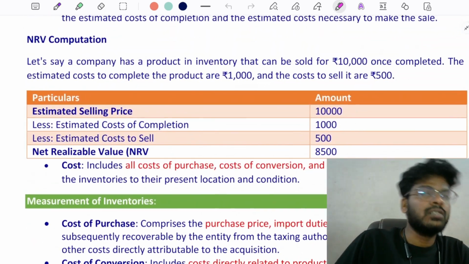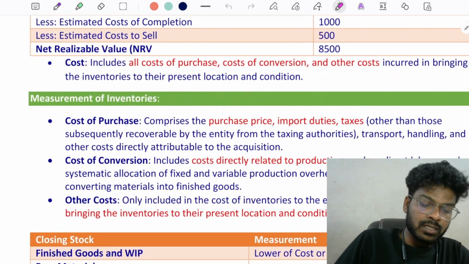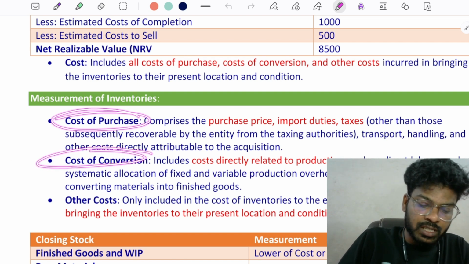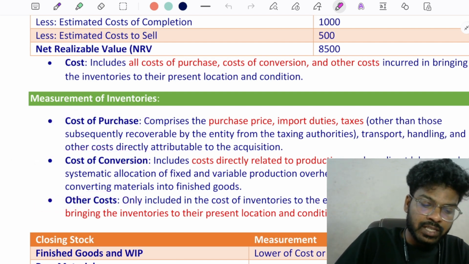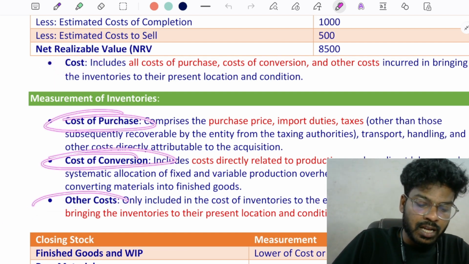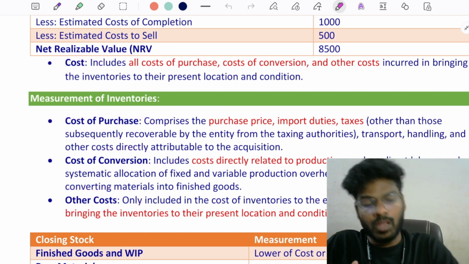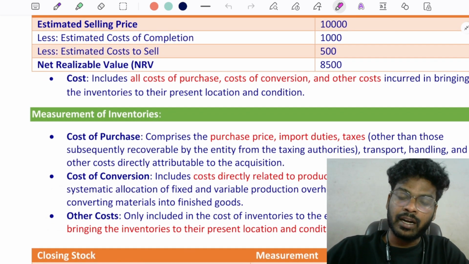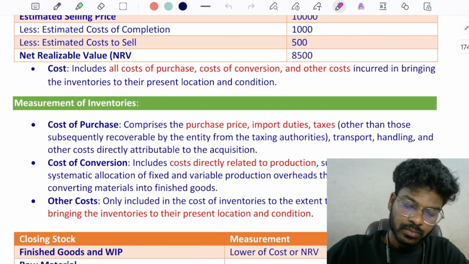Okay. Next one is measurement of inventories. Under measurement of inventories, we have cost of purchase, cost of conversion, and other costs. That is, we have seen the definition of cost. Cost includes cost of purchase, cost of conversion, and other incidental or directly attributable costs.